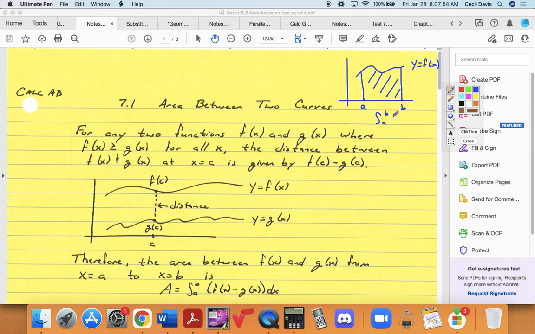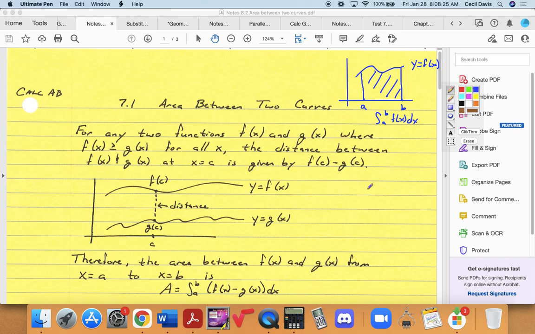So is this area between two curves just subtracting? Yeah. The distance between two curves is going to be the upper curve minus the lower curve. So if you have a region where f of x is always greater than or even equal to g of x, the distance between them at any point c is f of c minus g of c.